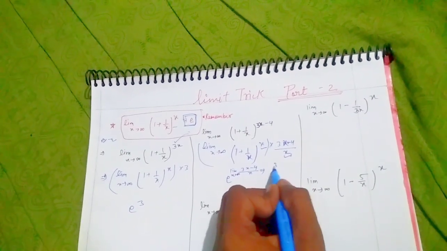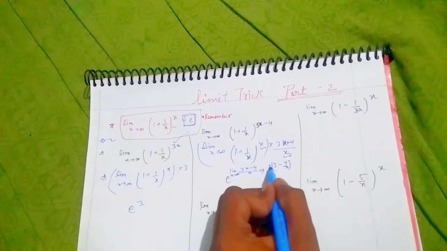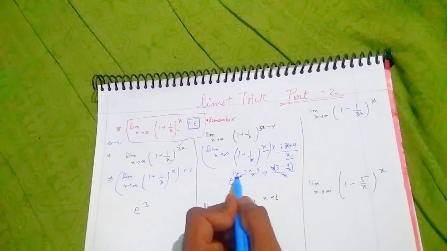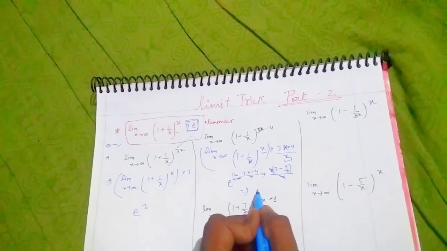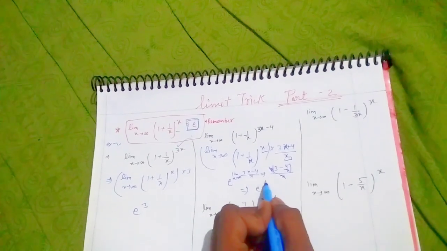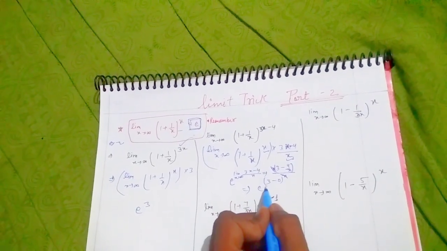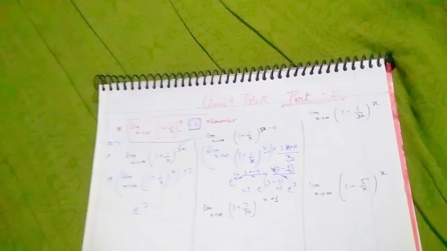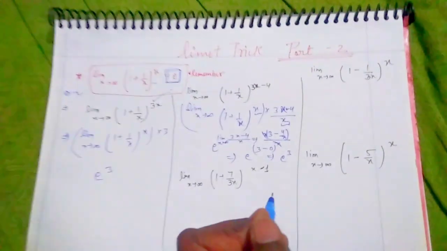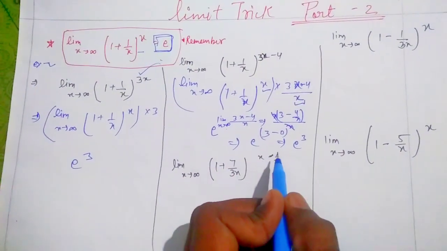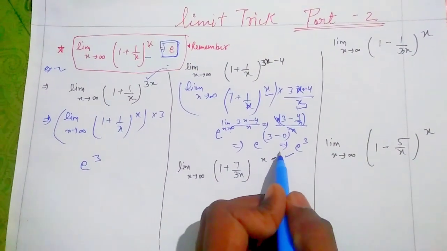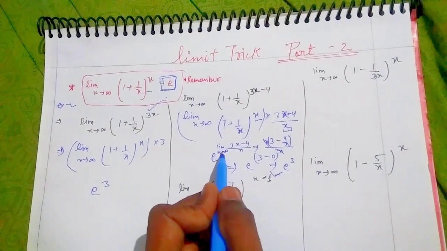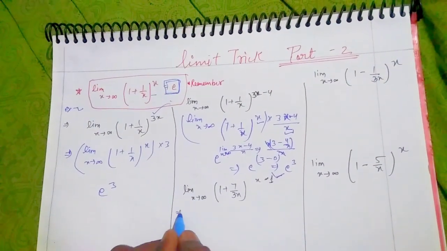So what is the limit? We can write it like that, and we just cancel the x with the x and then put in the value of x. Then what do we get? 3 minus 0, that gives us e to the power 3. So again your answer is e to the power 3. You just basically solve and put in the value of what is given. Come to the next question.